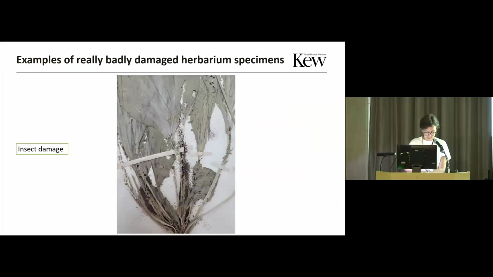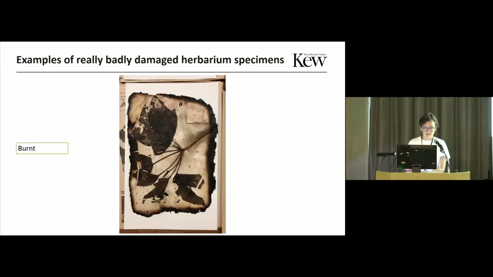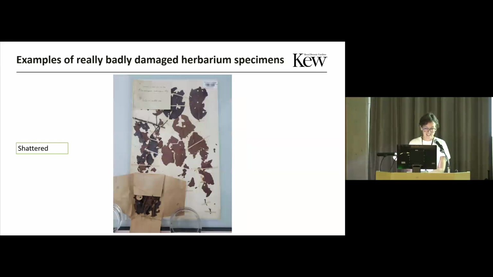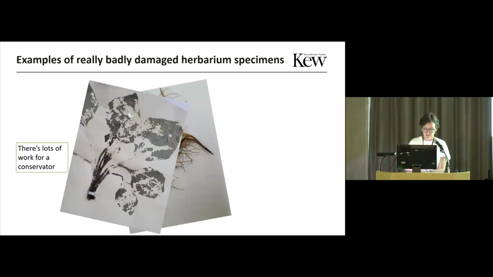Bit of insect damage. I think that might have been in Alison's slide earlier. This wasn't from the Digi project, but this is a bundle of pressed plants. It was not only the plants that were mouldy, the actual press and the straps were mouldy. Burnt, pretty bad. Shattered, I don't know how else to describe that one. There's lots of work for a conservator.